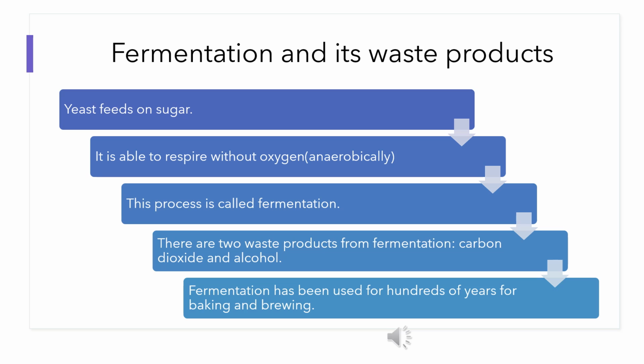Now students, we will discuss fermentation and its waste products. Yeast feeds on sugar. It can respire without oxygen, meaning anaerobically. This process is called fermentation. There are two waste products from fermentation: carbon dioxide and alcohol. Fermentation has been used for hundreds of years for baking and brewing.